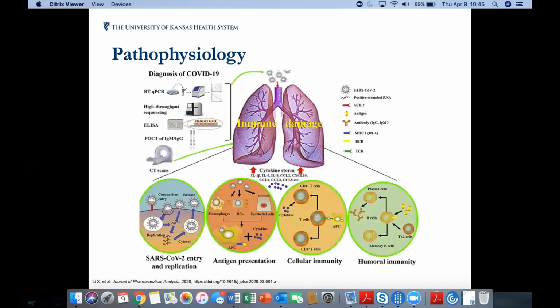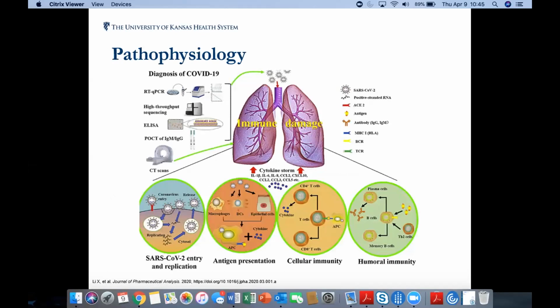So here is a graphic that is breaking down the pathophysiology of SARS-CoV-2. Up here we can see the viral particles. They gain access to the lower respiratory tract. They then spread. They use ACE2 to gain access into the host cell. They then start to replicate. And then this triggers an immune response from the host.